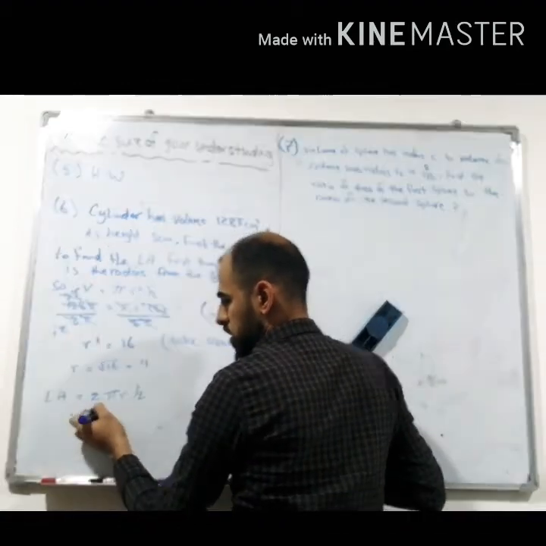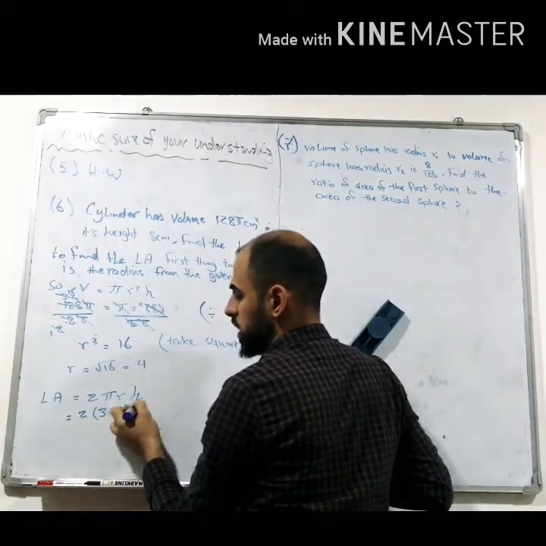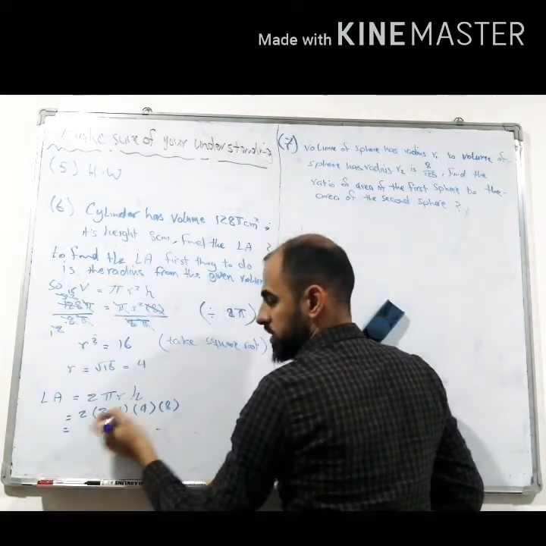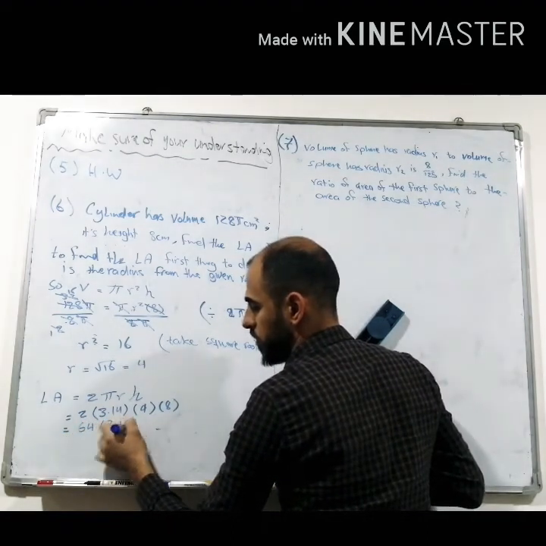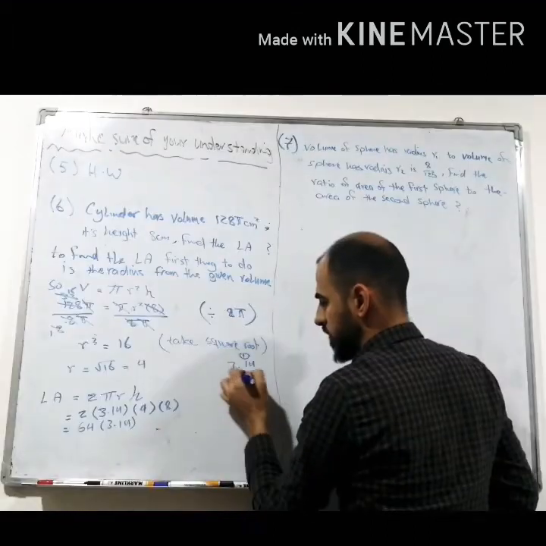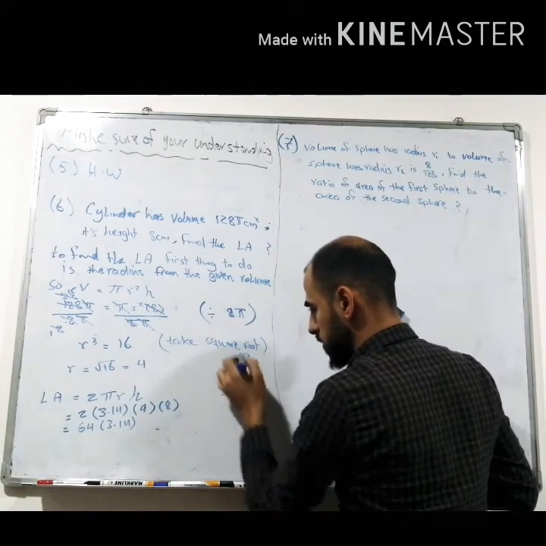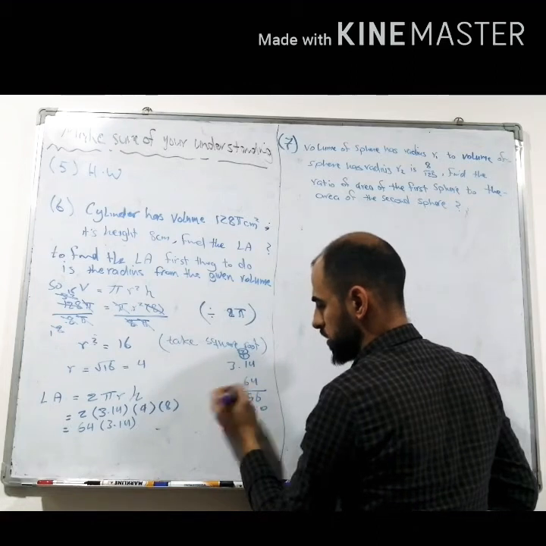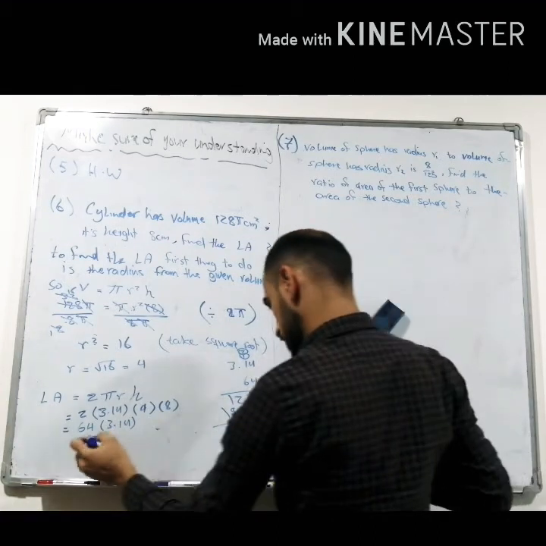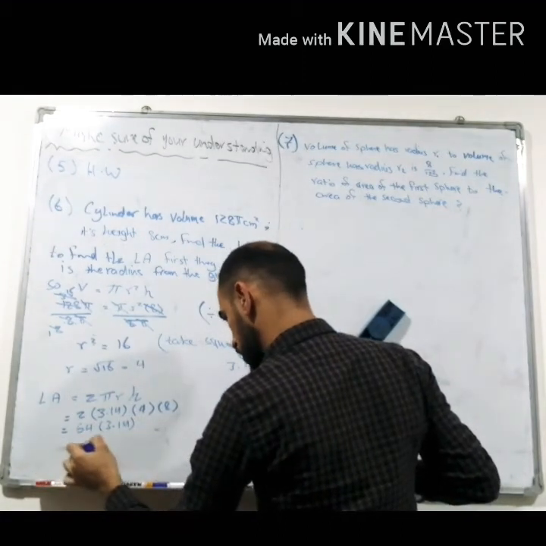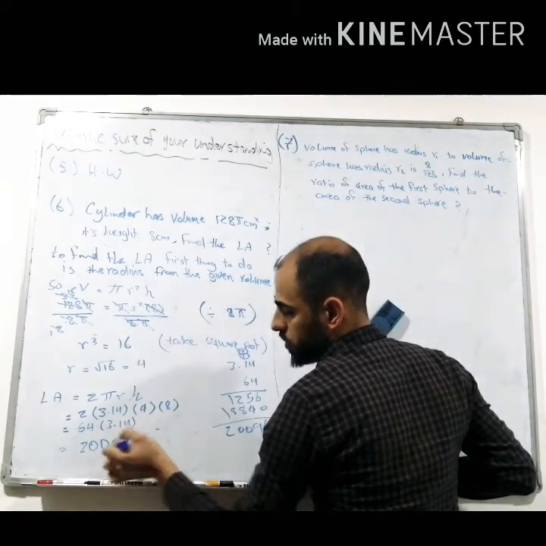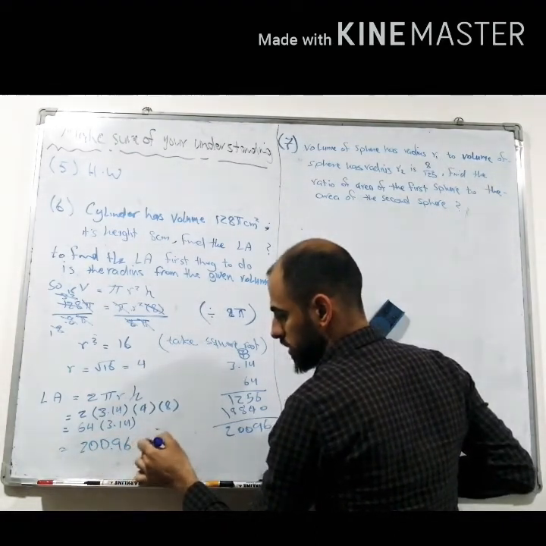Here we substitute pi, which is equal to 3.14, and r, which is 4, and h, 8. 2 by 4 is 8, 8 by 8 is 64, multiplied by 3.14. Multiplying it out gives 200.96, and we have 2 decimal digits, so the decimal point goes in this position. The answer is in centimeter to the power 2.